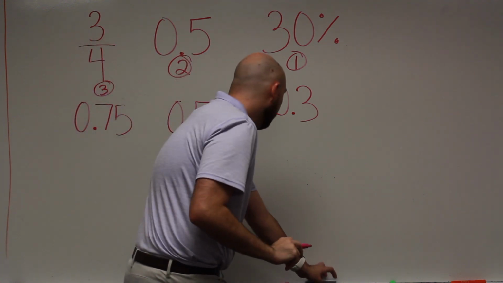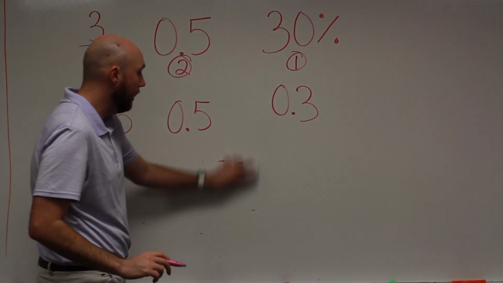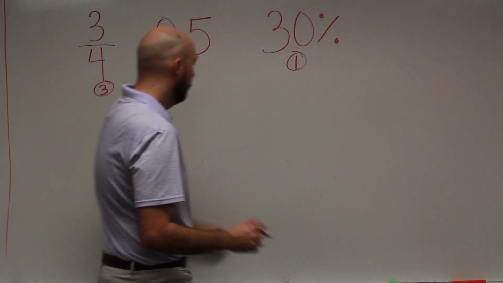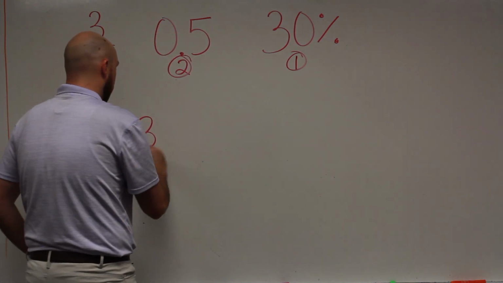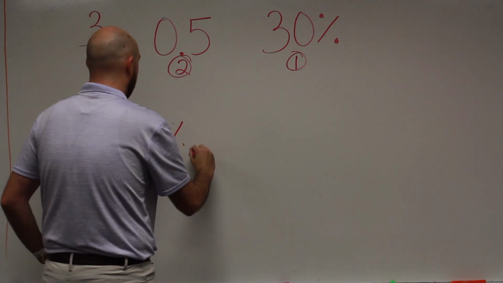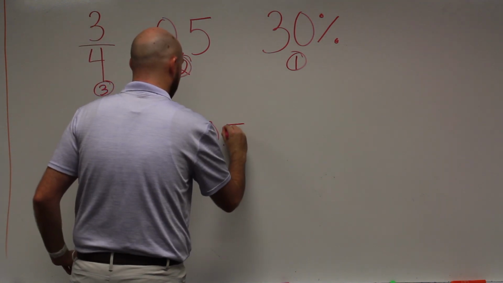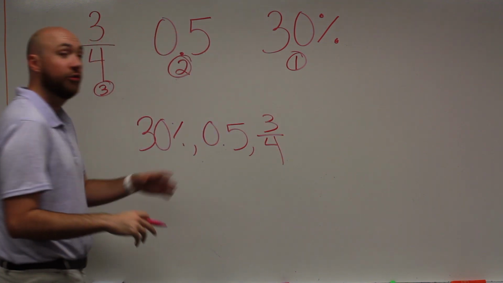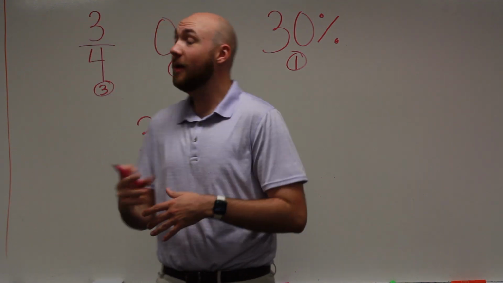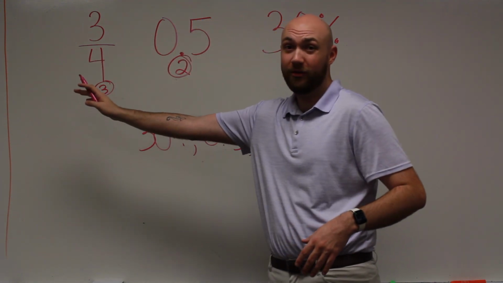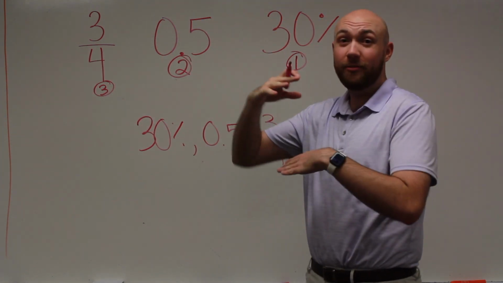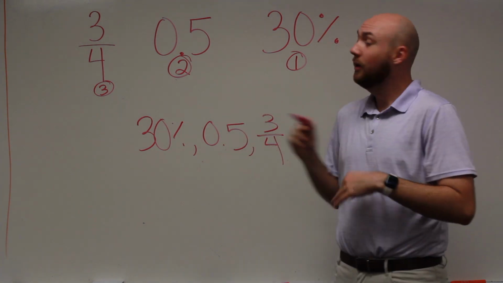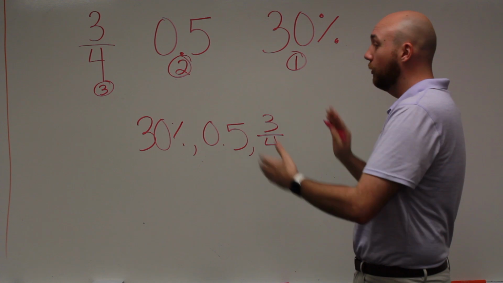So if we're going to rewrite these numbers from least to greatest, we would write 30%, 5/10, 3/4. Okay, we just did that. Just to review, we did that by turning everything into a decimal first. We stacked them so we could get a better view of the place value and where the numbers are at. And then we just reorganized them.